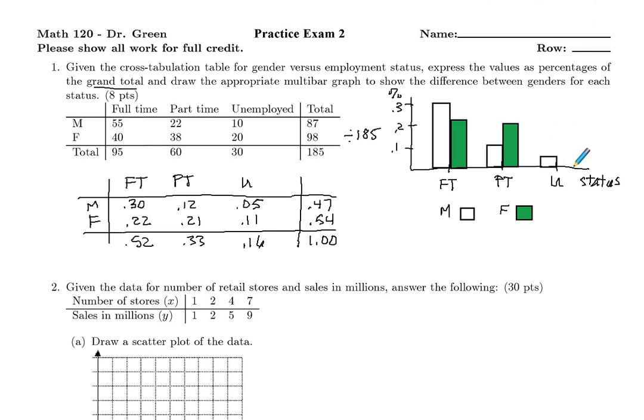And let's say I want it black as my color. And then we want a shade for female. Okay, so that's the bar graph that we want.